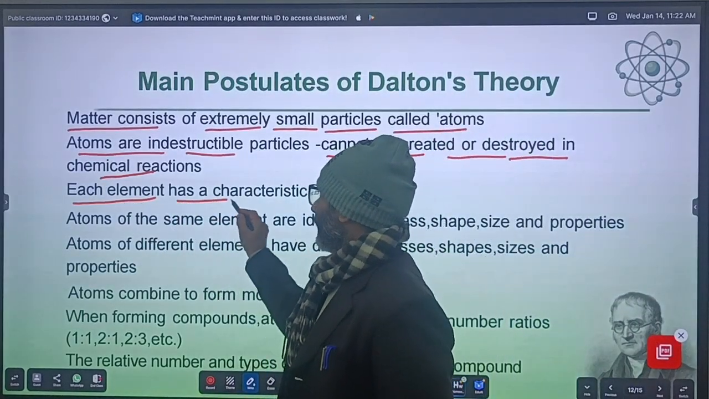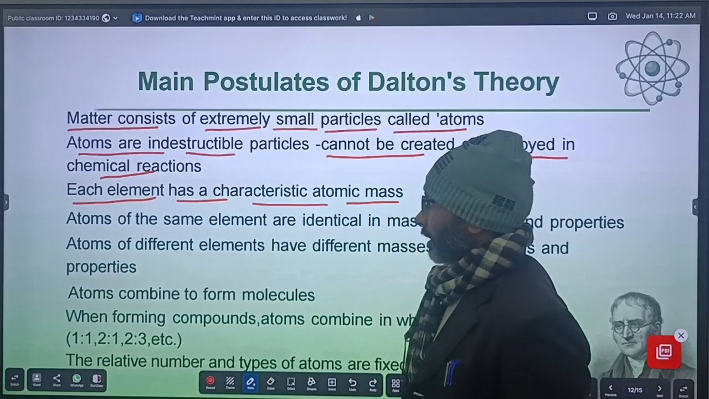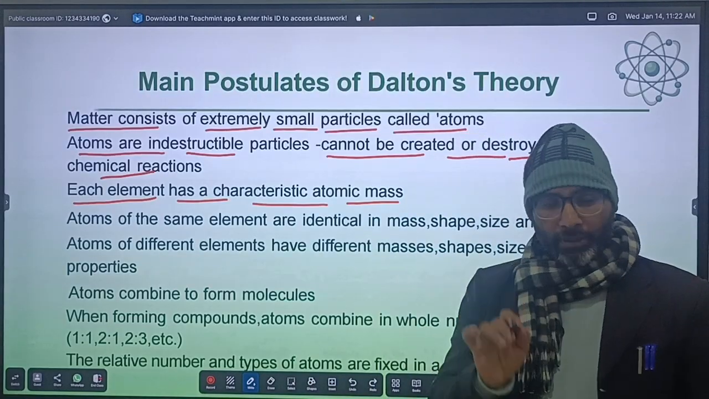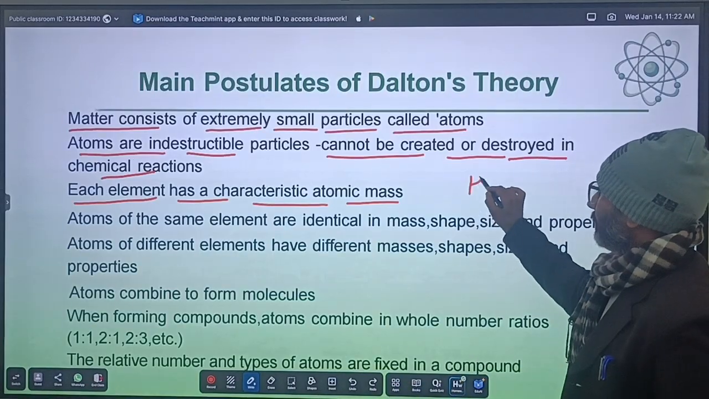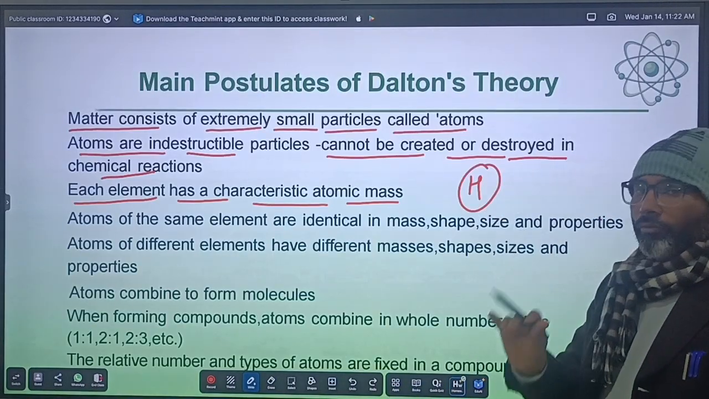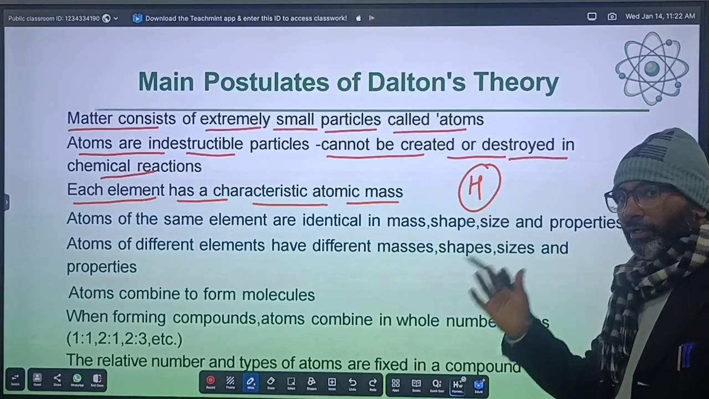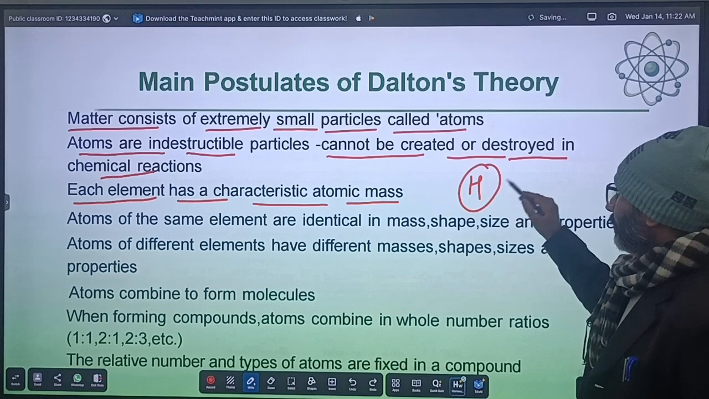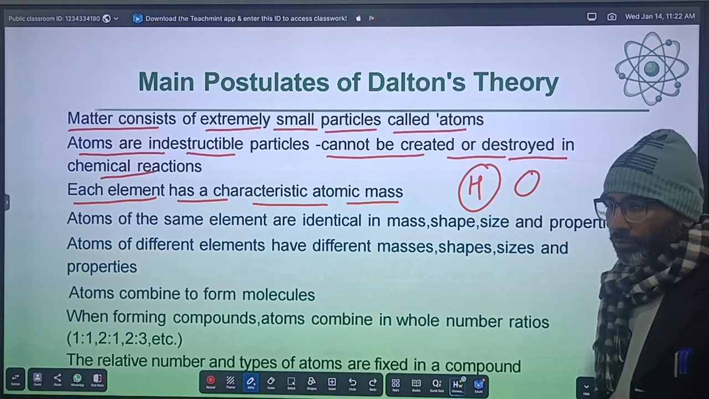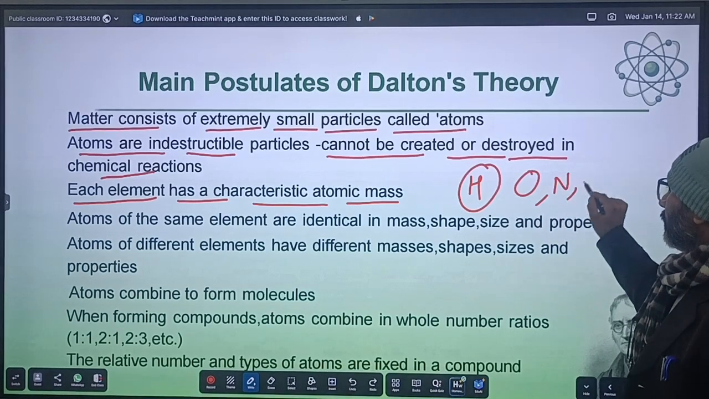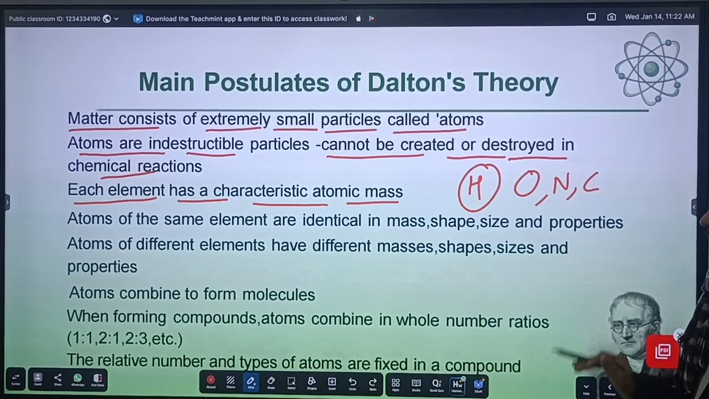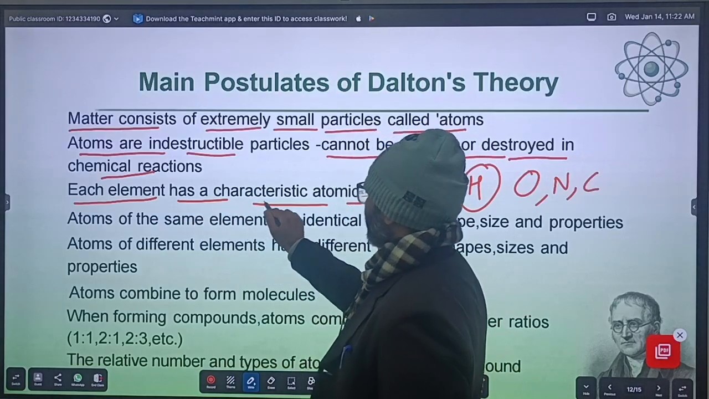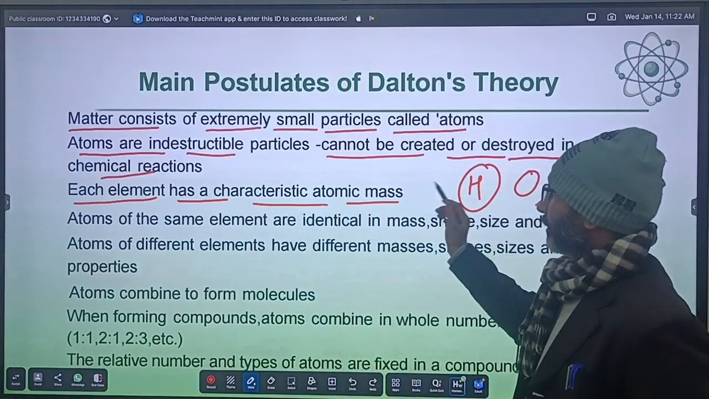Each element has a characteristic atomic mass. Means atoms of a particular element have their own characteristic mass, different from the other elements. An atom of hydrogen will have a different atomic mass than that of oxygen, nitrogen, carbon, and others. So each element has its characteristic atomic mass, different from the other.